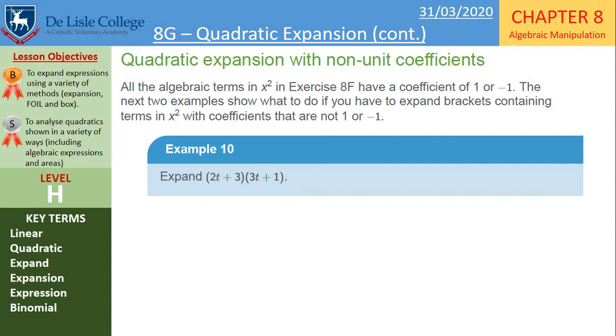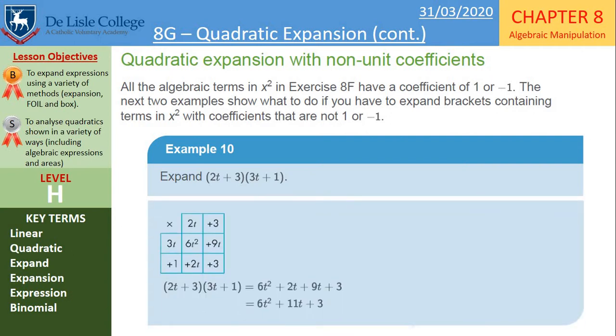You can actually use whichever method for expansion that you want. I'm going to use the box method this time, or the grid method. I'm going to write the first bracket along the top, the second bracket down the side, and multiply those together. As you can see, we've written it out. We've got 6t squared plus 2t plus 9t plus 3. And when we simplify that, we have 6t squared plus 11t plus 3.